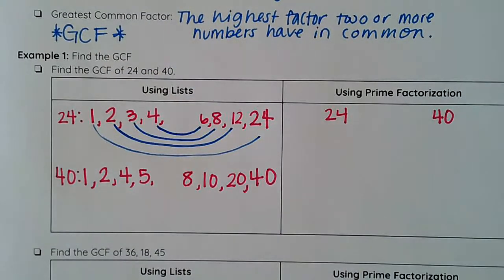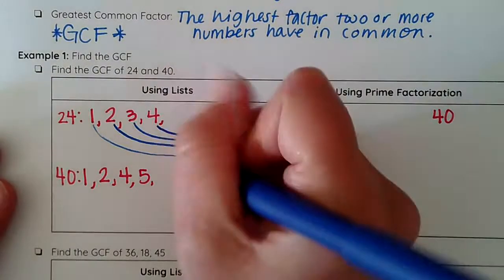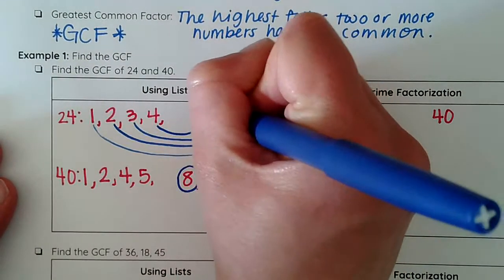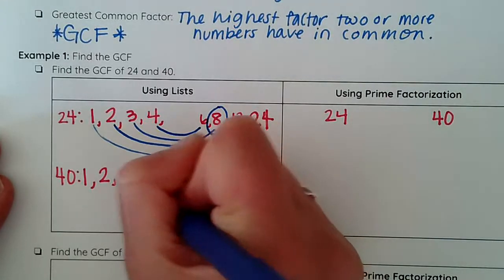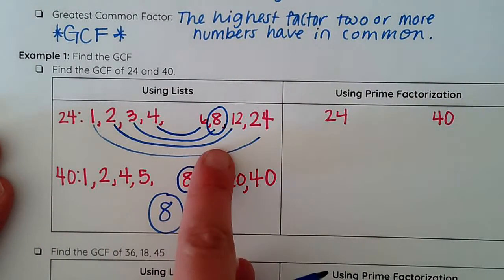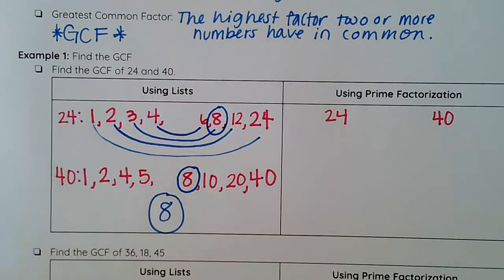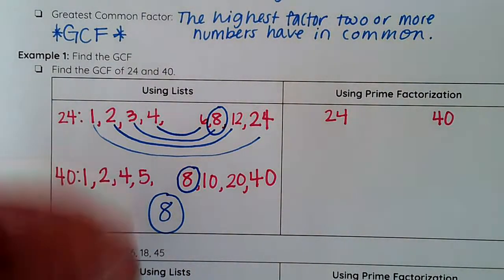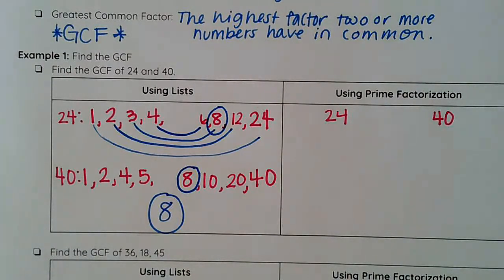All right. Now we want the highest factor they have in common. So that would be 8. Our GCF, our greatest factor that matches, is 8. So we made our list of factors determining which numbers multiplied together get our number that we're working with, came up with our 2 separate lists, compared them, and found the largest number that they shared.